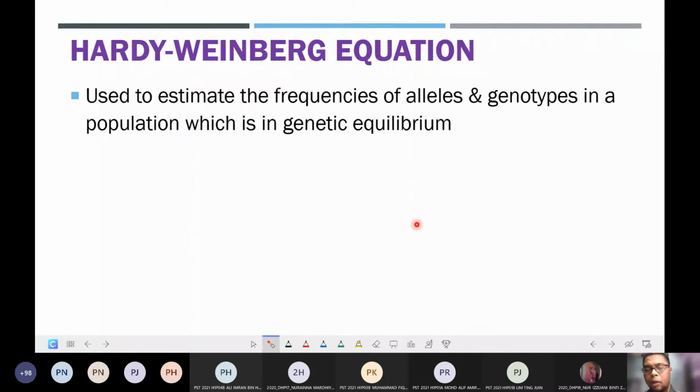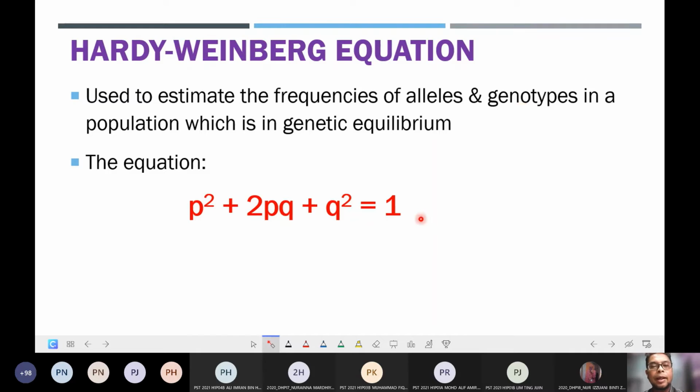After talking about the law of Hardy-Weinberg and the 5 assumptions of Hardy-Weinberg, you just need to know about how to calculate the frequency of alleles and also the frequency of a genotype. Okay, and we assume that the population is in genetic equilibrium. Why? Because in order to calculate this frequency of alleles and the frequency of genotypes, we can use the Hardy-Weinberg equation. So this will be the equation. The equation will be p squared plus 2pq plus q squared equals to 1.